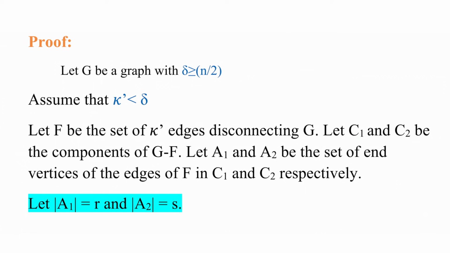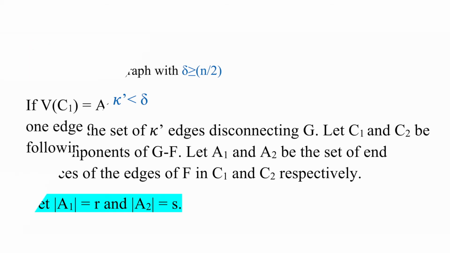We are going to assume κ' < δ. Let F be the set of κ' edges disconnecting G. Let C1 and C2 be the components of G − F. Let A1 and A2 be the sets of end vertices of the edges of F in C1 and C2, with cardinalities r and s.